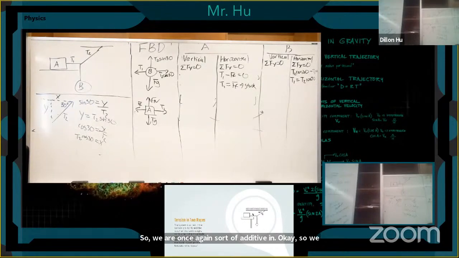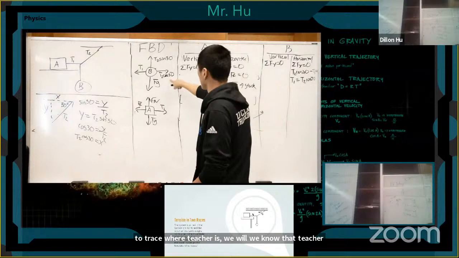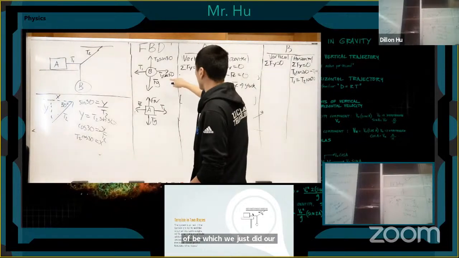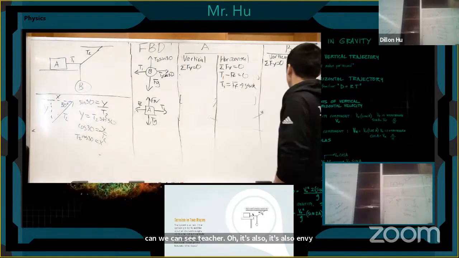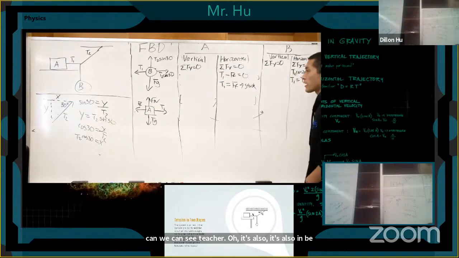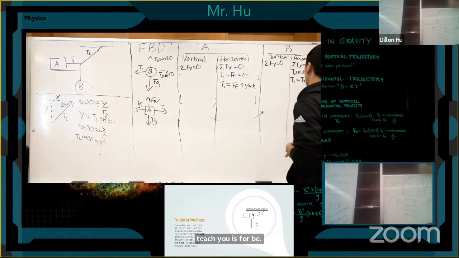What we're going to do is trace where T2 is. We know that T2 is in the horizontal direction of B, which we just did, but we didn't get anywhere. So we want to figure out where else we can see T2. Oh, it's also in B, but in the vertical direction. If we can work out what T2 is for B, we will be able to figure everything else out.